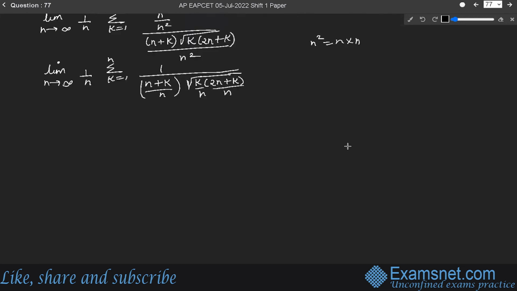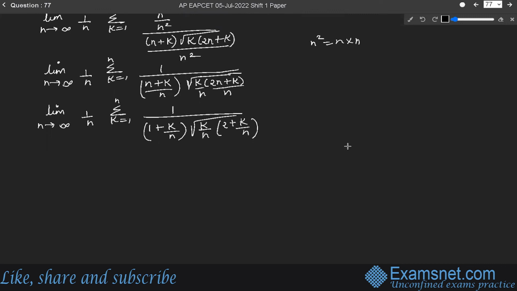Now, on further solving, it will be equal to limit n tends to infinity, 1 upon n, summation of k is equal to 1 to n, 1 divided by, on further separating this term, it will be n by n plus k by n. So n by n is 1. So 1 plus k by n into under root of k by n into 2 plus k by n. Again here 2n upon n will be 2.